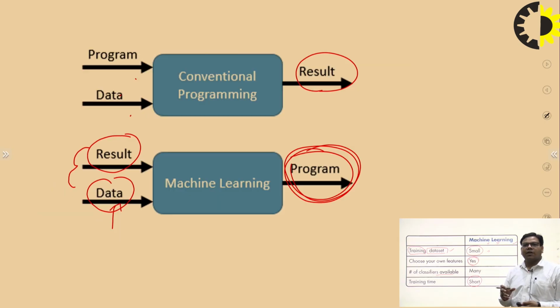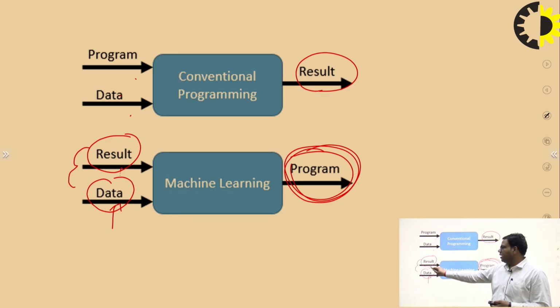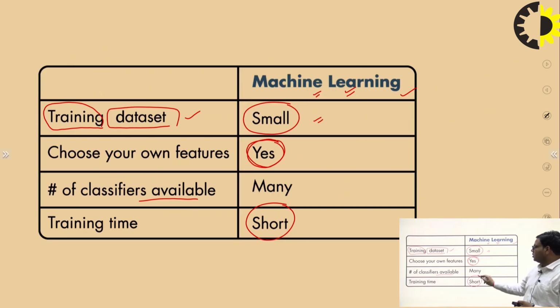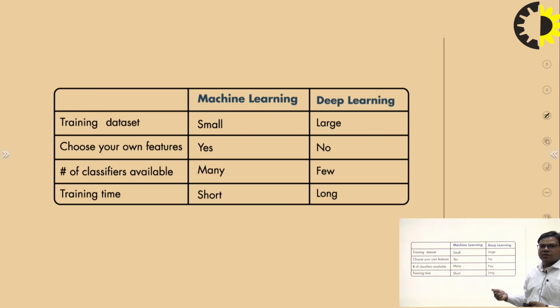So you can make the program as the initial slide we were talking about. We have that data and the expected result already. Then we need to design a program. So in the case of machine learning, the training time for designing a program is quite short. But if we compare it with deep learning, the training data set must be large. For deep learning applications, it must be large. There is no choice of features because deep learning models select the features on their own.